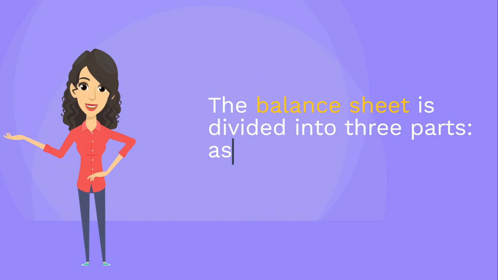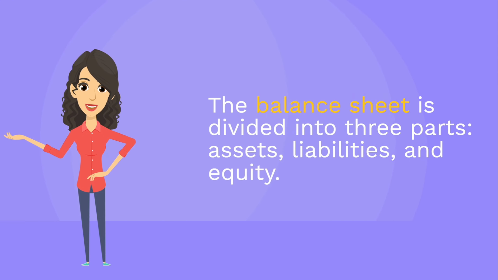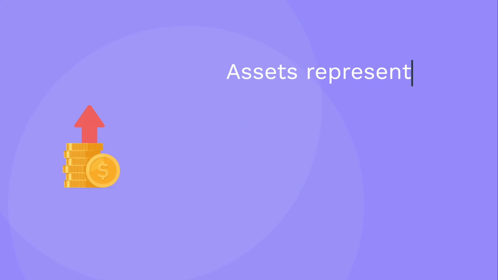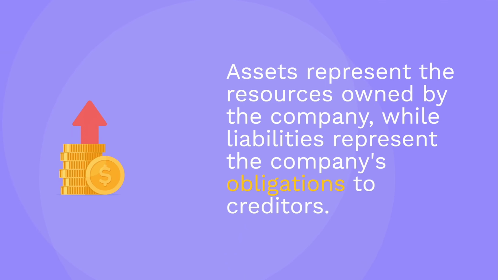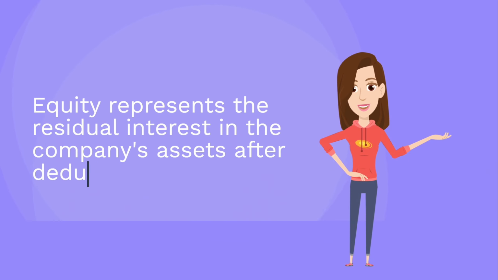The balance sheet is divided into three parts: assets, liabilities, and equity. Assets represent the resources owned by the company, while liabilities represent the company's obligations to creditors. Equity represents the residual interest in the company's assets after deducting its liabilities.